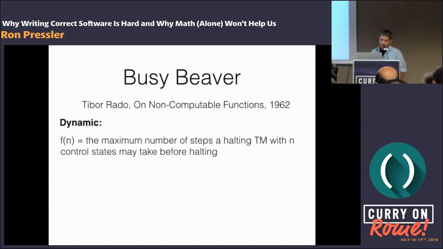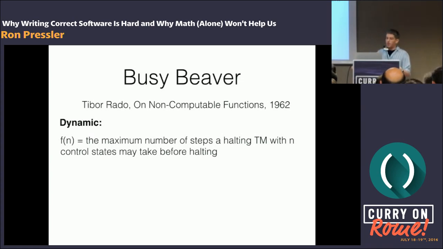In the dynamic version, let's define the following function on the natural numbers. The maximum number of steps a halting Turing machine with n control states may take before halting. Control states, that's basically the program for the Turing machine, and it basically says a program of size n. This function is well defined because there's only a finite number of Turing machines of size n. A subset of them terminates. We count the number of steps for those subsets, and that's the function. And the theorem says that this function is not computable.